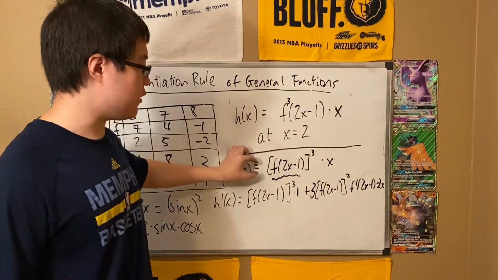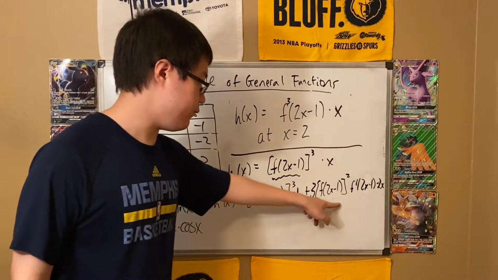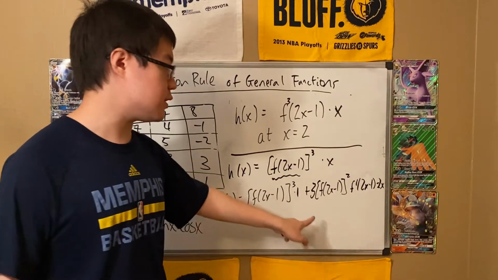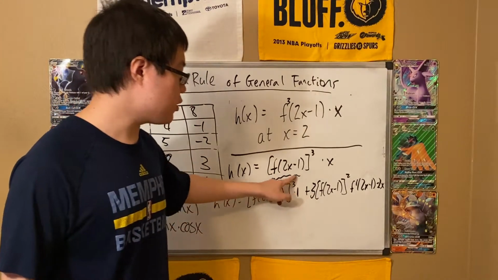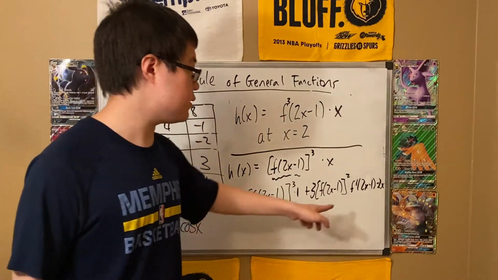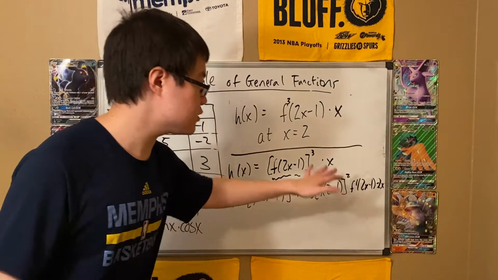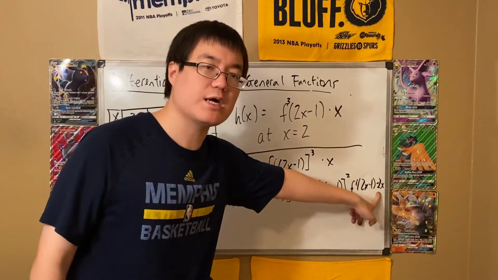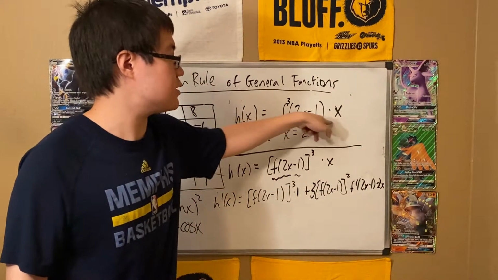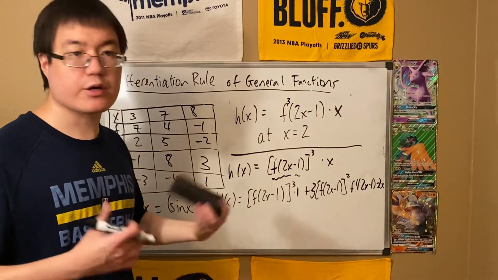I take the 3 to the front, boom. I don't change the inside at all. Whatever was in the brackets stays whatever is in the brackets. I subtract 1 from the exponent, so it becomes 2. Then I multiply by the derivative of f of 2x minus 1. That's f prime of 2x minus 1. But there's an inside function. There's a function within the function. So I need to multiply by the derivative of 2x minus 1. That's times 2. And then finally, I kept the same. So there's that x at the very end.